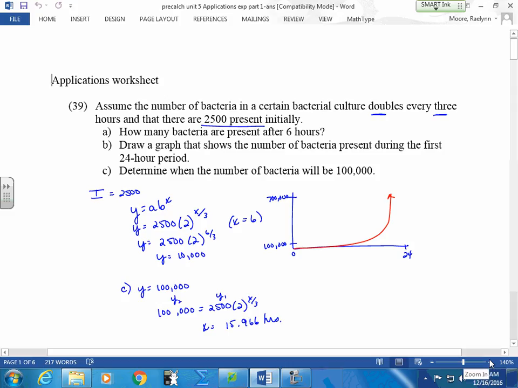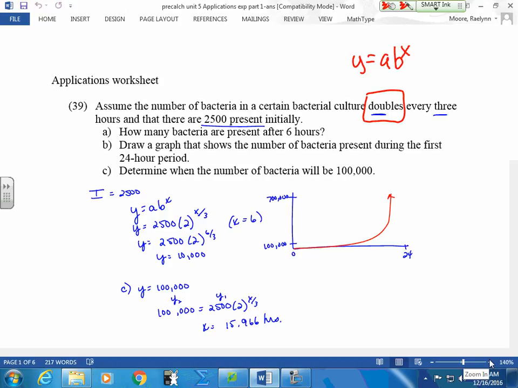All right, so the first one. Let's look at the first one. Right in the first part. Assume the bacteria doubles. So, what one do you know? Doubles. Which letter is that? B.